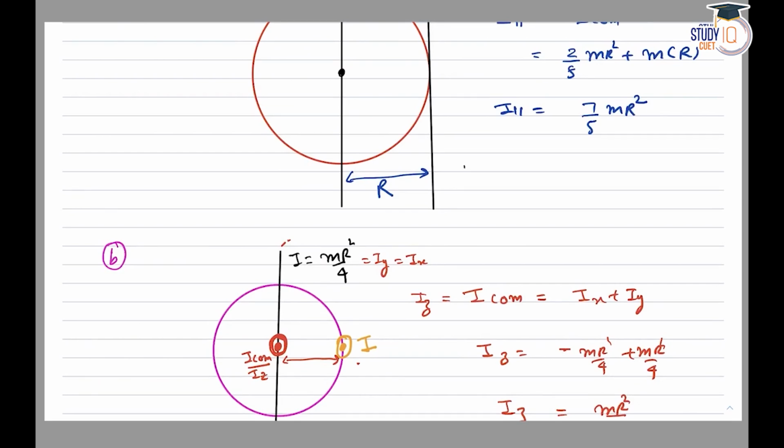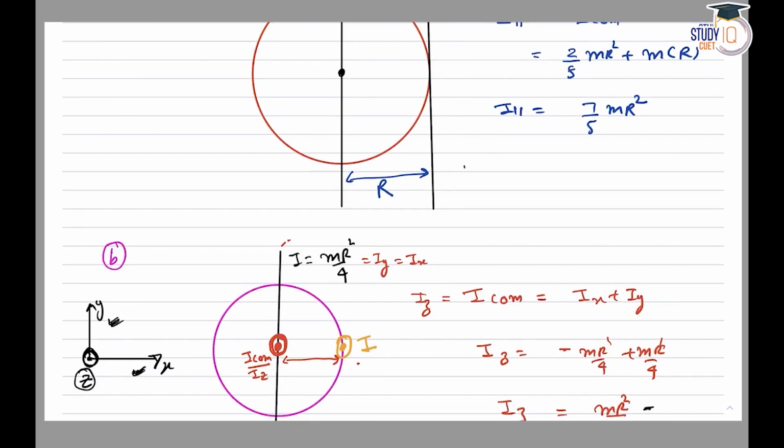The axes we are going to consider in this situation are: this is the x-axis, this is y, and the perpendicular to both x and y is taken as the z-axis. So IX plus IY can be written as IZ by using the perpendicular axis theorem. And due to symmetry, IX is equal to IY. In this situation, IY is given, that is equal to mr square by 4. So IX would also be mr square by 4. The value of IZ comes out to be mr square by 2.